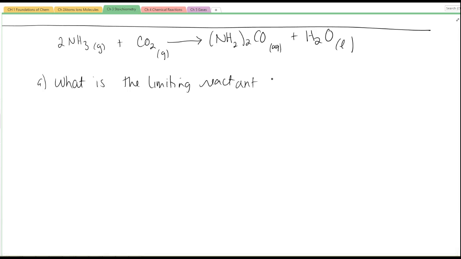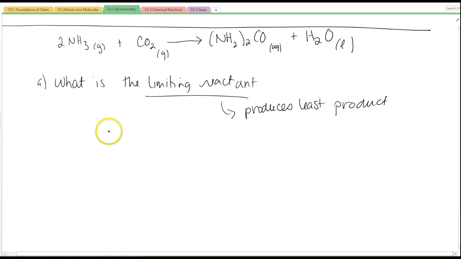out first. So you may recall in class I also talked about how to figure out which one was the limiting reactant without using the BCA table. And that's what I'm going to do now. The limiting reactant is the reactant that produces the least amount of product. So in this case, let's say that I'm given that I have 637.2 grams of ammonia. I want to find out how much that's going to produce.